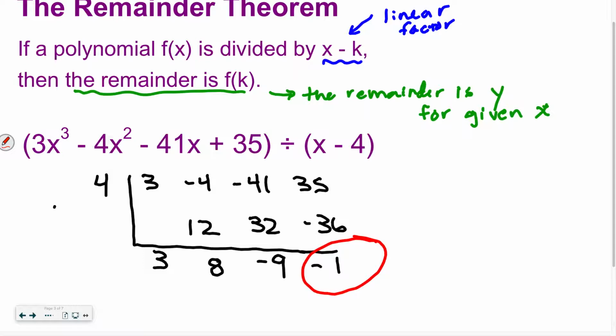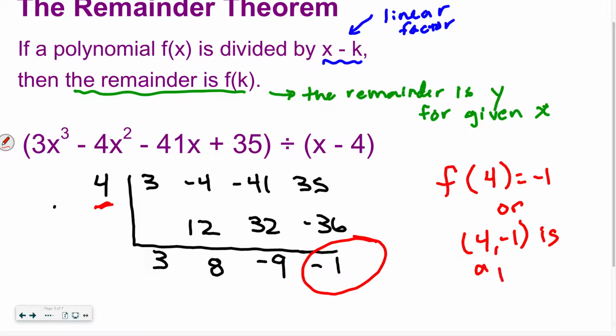Or we can use what we know about the remainder theorem, which is to say that the remainder, which is -1, is the y value when x is 4. So basically in function notation, that's saying f of 4 is -1. Or it's giving you an ordered pair, an x and a y. So you also know that 4, -1 is a point on your graph.